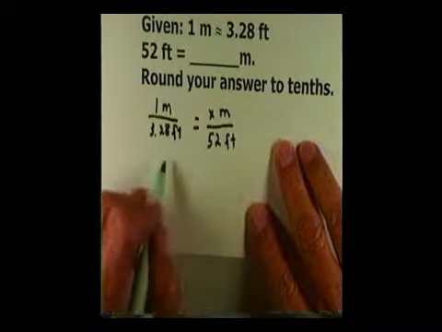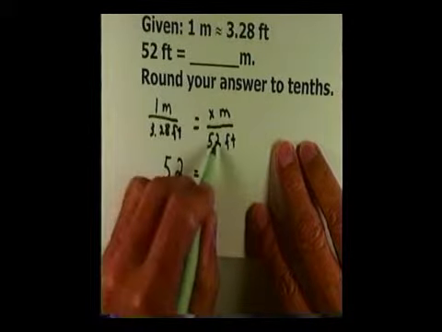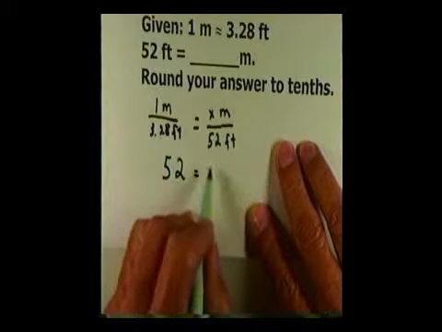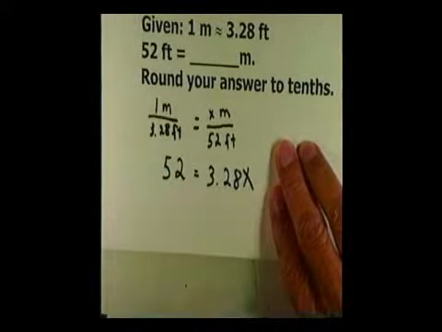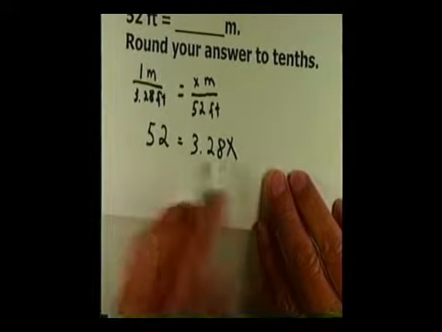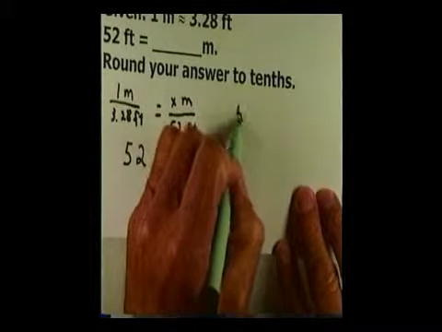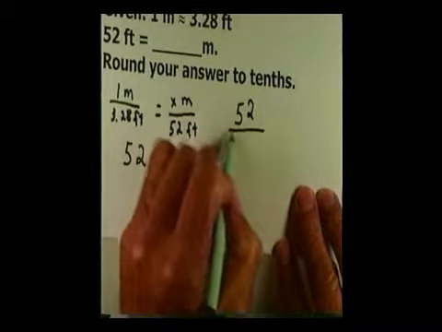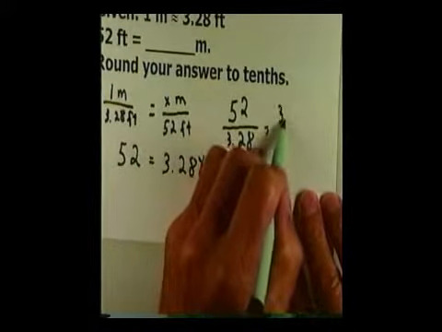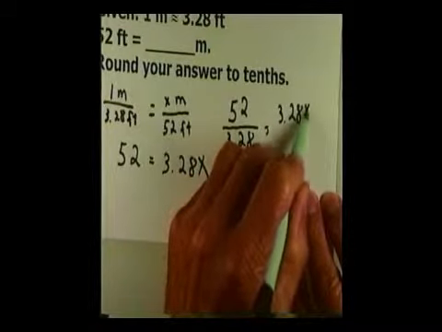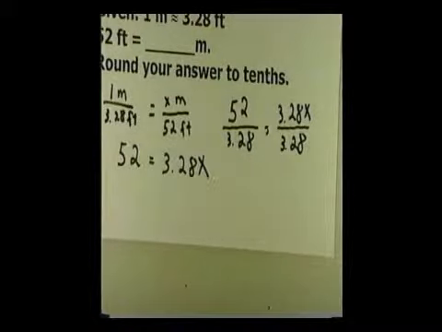The product of the extremes is equal to the product of the means. Now, of course, to get x by itself, I need to divide both sides by 3.28. So it would be 52 divided by 3.28 is equal to 3.28x divided by 3.28. Divide both sides by 3.28.